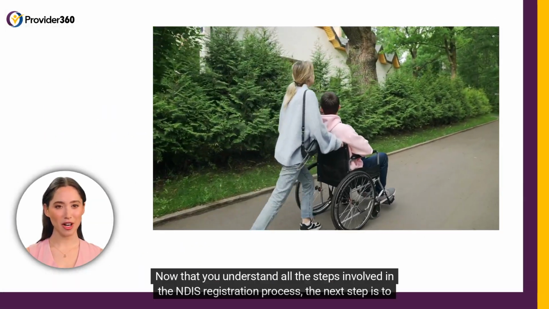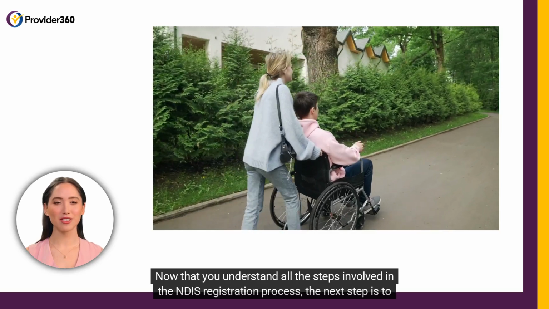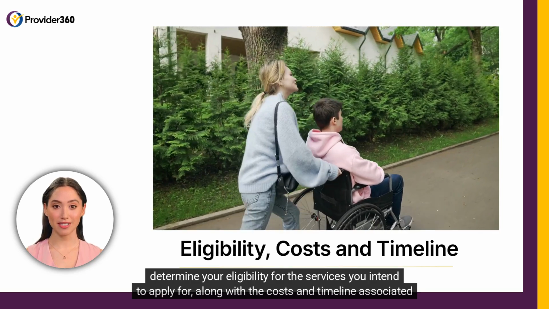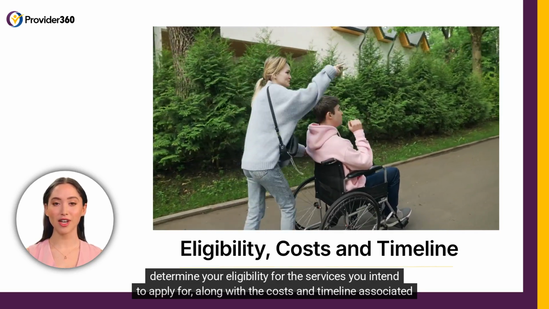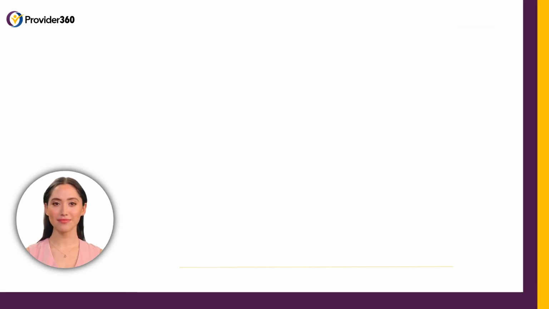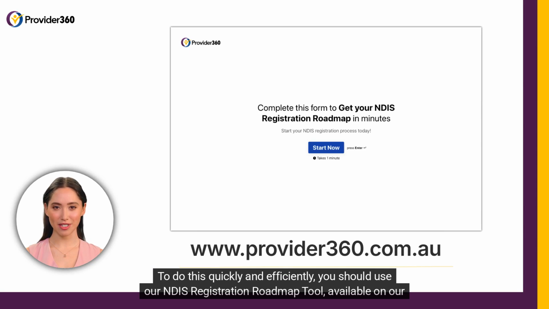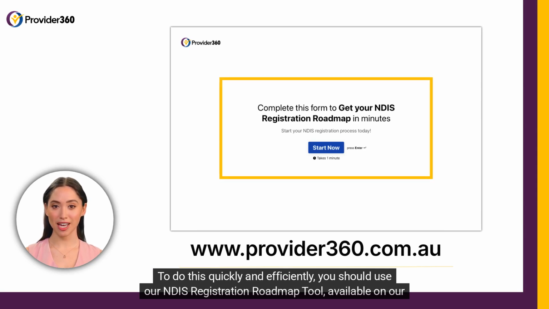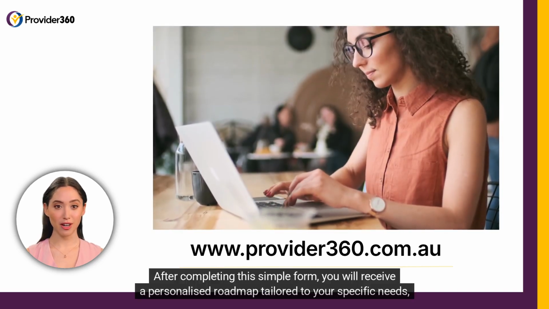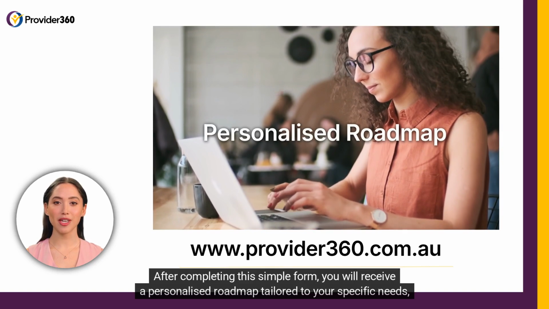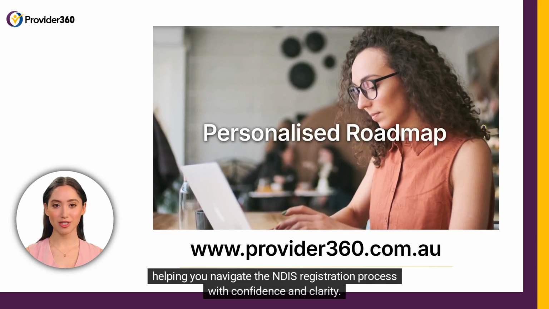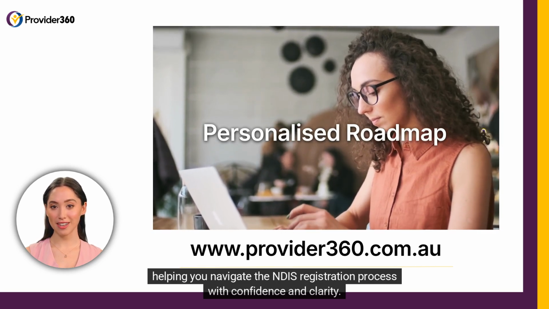Now that you understand all the steps involved in the NDIS registration process, the next step is to determine your eligibility for the services you intend to apply for, along with the costs and timeline associated with your registration process. To do this quickly and efficiently, you should use our NDIS Registration Roadmap tool available on our website. After completing this simple form, you will receive a personalized roadmap tailored to your specific needs, helping you navigate the NDIS registration process with confidence and clarity.